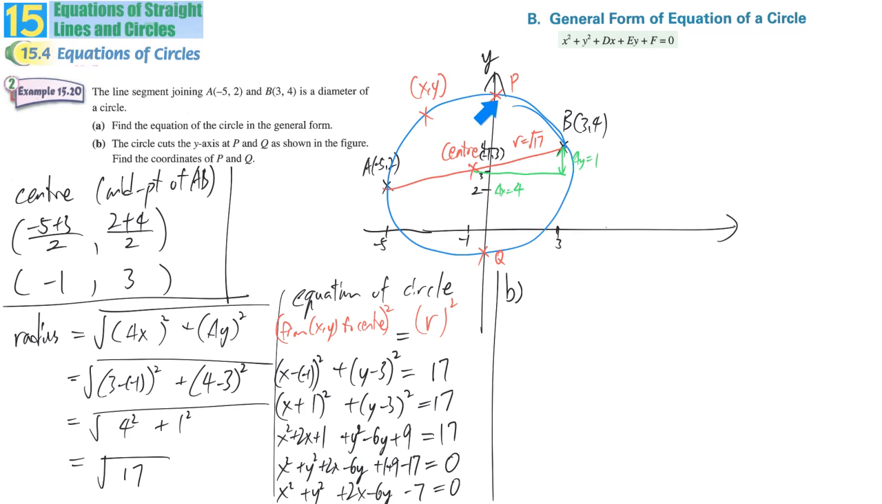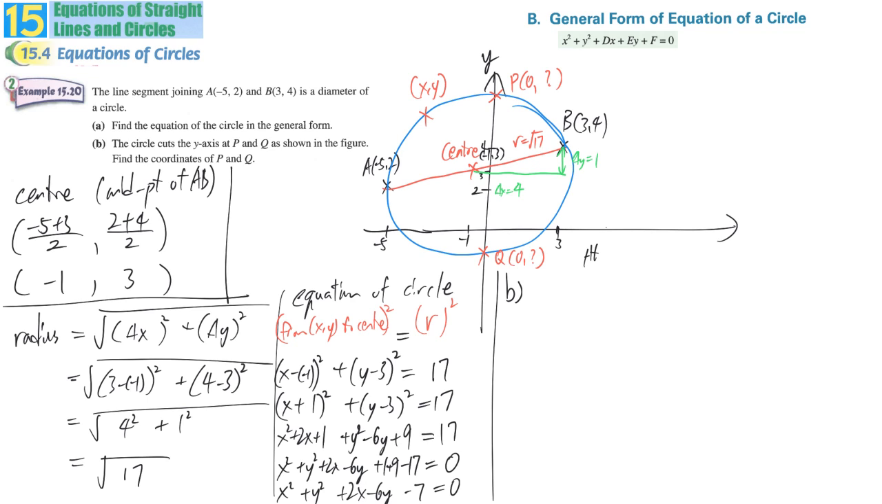What do you know about P and Q? First, they lie on the blue circle, which means they fulfill the circle equation requirement. Second, they are on the y-axis, which implies that we don't go left or right. The x coordinate must be 0. However, we don't know the y coordinate.